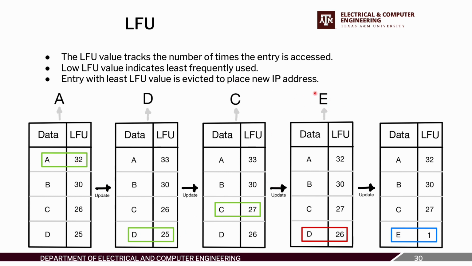But when there's a new entry which isn't in the data table, we look at the counter values of LFU, and the one with the least LFU value is evicted from the table and is replaced with the new data entry, and the counter value of LFU is set to 1.